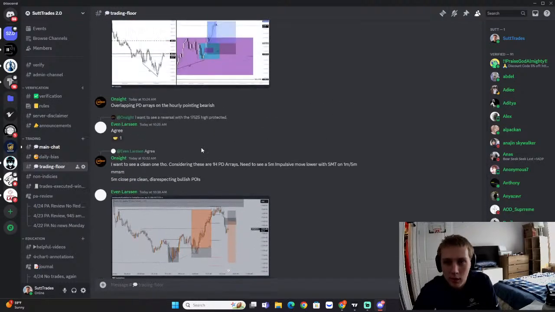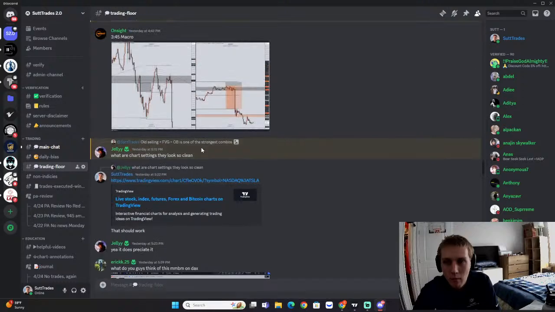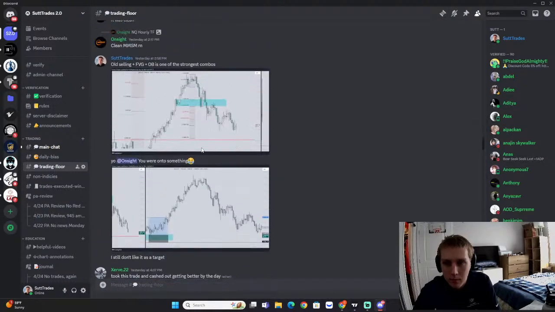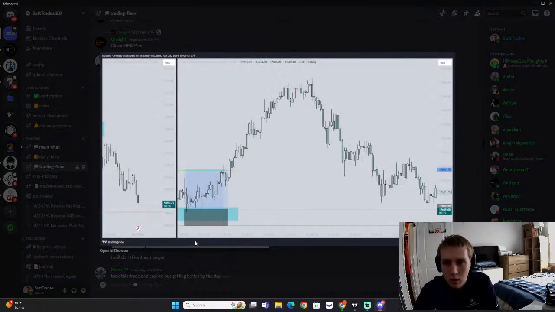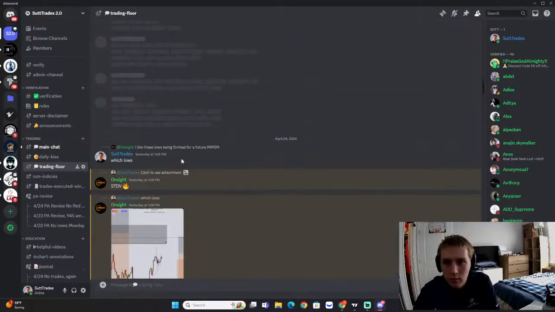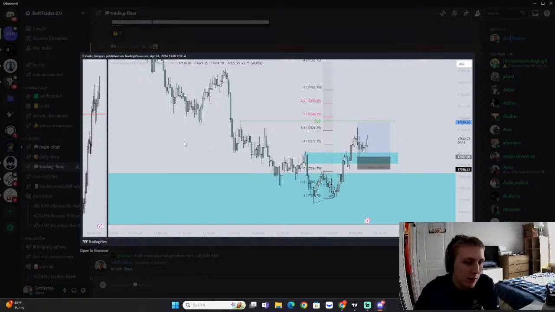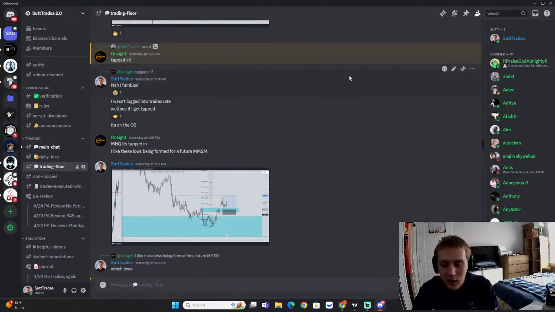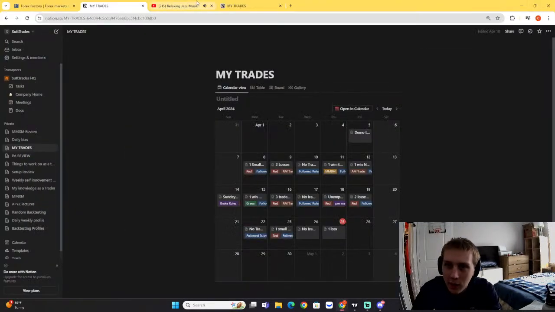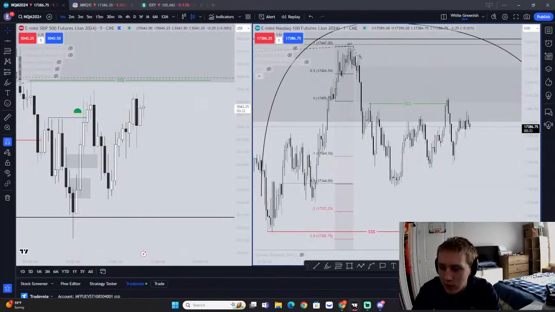Where'd I put it? I'm trying to pull up this trade. Yeah. Old breaker or old mitigation, fair value gap, order block. I think that might be my bread and butter. I think I might just stick to that. Old breaker, fair value gap, order block. That holds so much. I need to backtest that a lot more though.